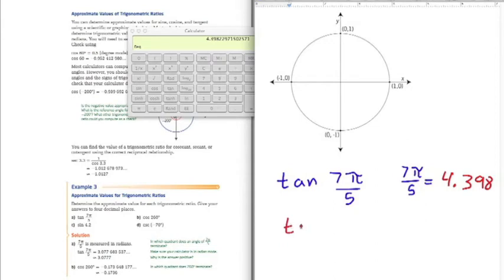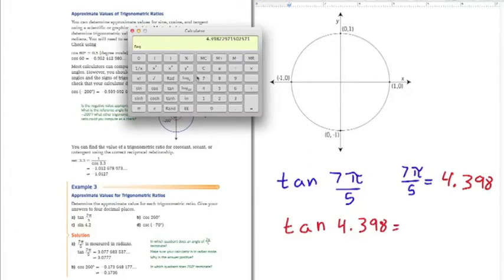So this is going to wind up being tan of 4.398, which is going to be equal to some value I'll use a calculator to figure out. Now, before I do this, there's a very important step. Here's the first time it's going to happen from what we've talked about before. This calculator right now is telling me that I am in degrees. But because I was working in terms of pi, all these numbers, 4.39 and all this, are in radians. So I need to switch to radians.